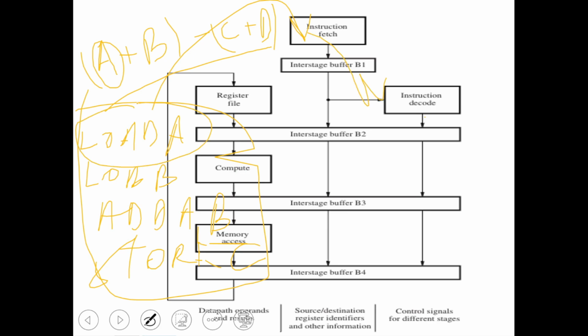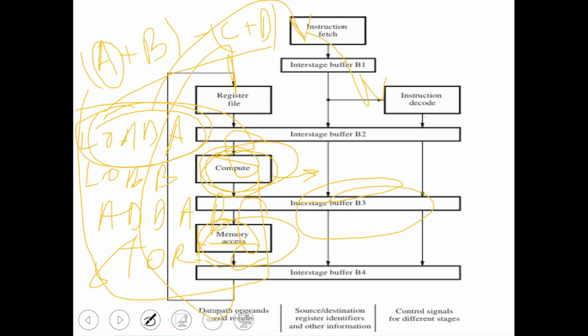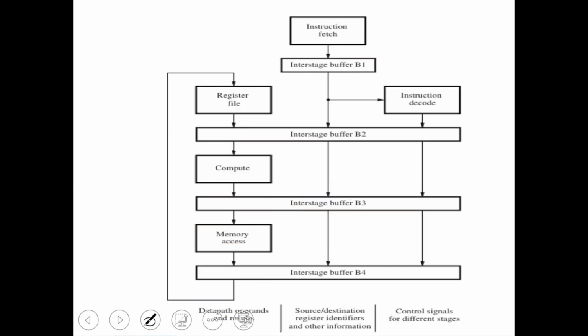A will be loaded, and here the computation is nothing but computing the address of A. The buffer stores the address, and it will access the memory, and the result will be stored in the register file. So what happens is that the instruction is fetched from the memory.